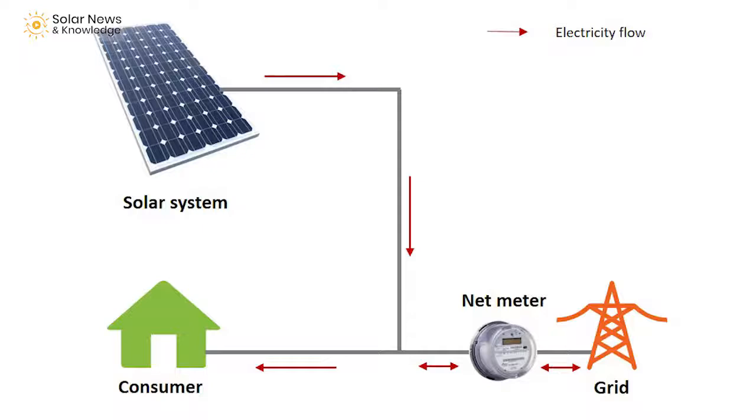So let us start. Net metering is the situation in which a consumer can connect his or her solar system with the grid, so that you can take electricity from the grid when your solar system is not generating, and you can give electricity to the grid when your solar system is generating more electricity than you are consuming. Now, there's a difference between net metering and gross metering or net billing. I'll show you what the difference is, and then we'll do the calculation.